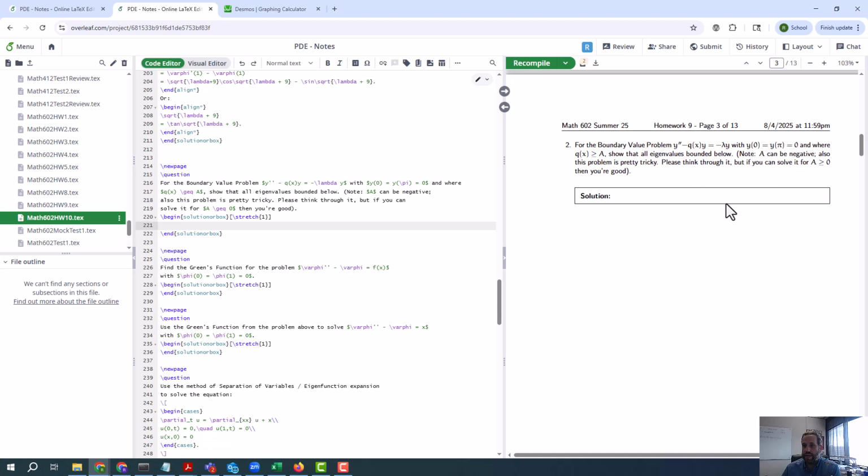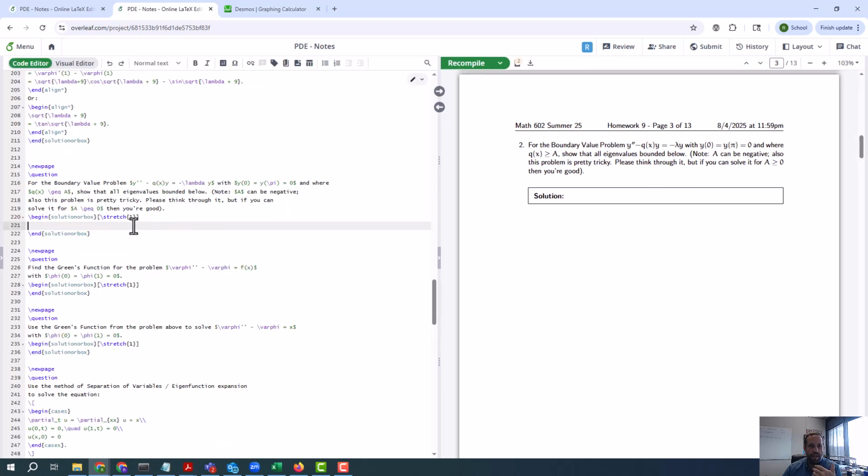Also, this problem is pretty tricky. Think it through, but if you can solve it for a greater than 0, then you're good. It's very likely that you will see a problem very similar to this, but with the additional assumption that a ≥ 0. I'll just assume a ≥ 0 first, and then show how to modify it to work for a simply ≥ a. That's how I'm going to do it.